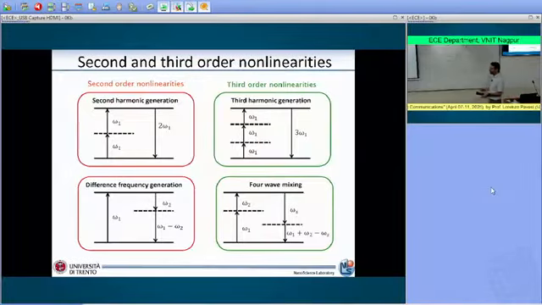Another process that may happen when I have 4 photons that interact is so-called four-wave mixing. Two pump photons spontaneously add up in order to generate 2 other photons whose energy is equal to the sum of the energy, omega 1 plus omega 2. So in this process, the 2 photons that I call pump photons are annihilated in order to generate 2 photons that are the signal and the idler photon.